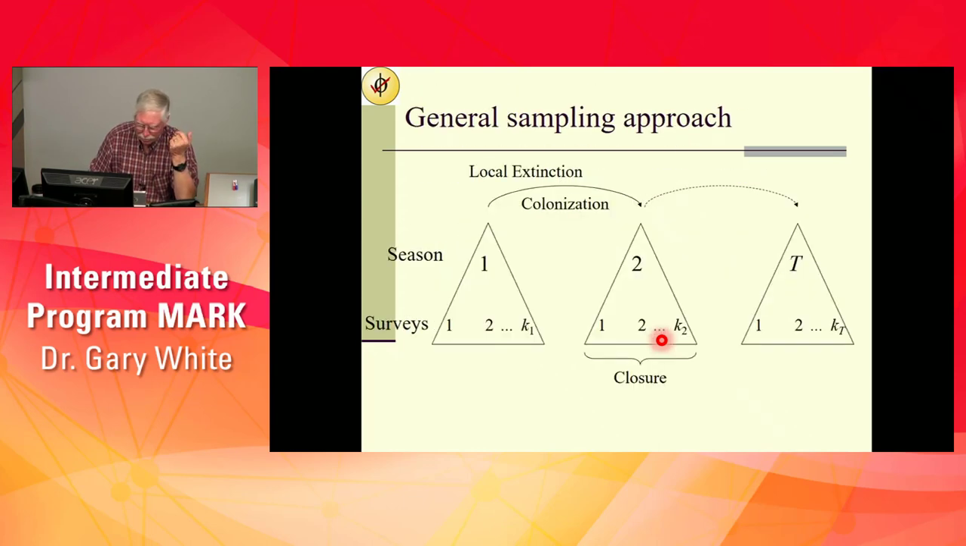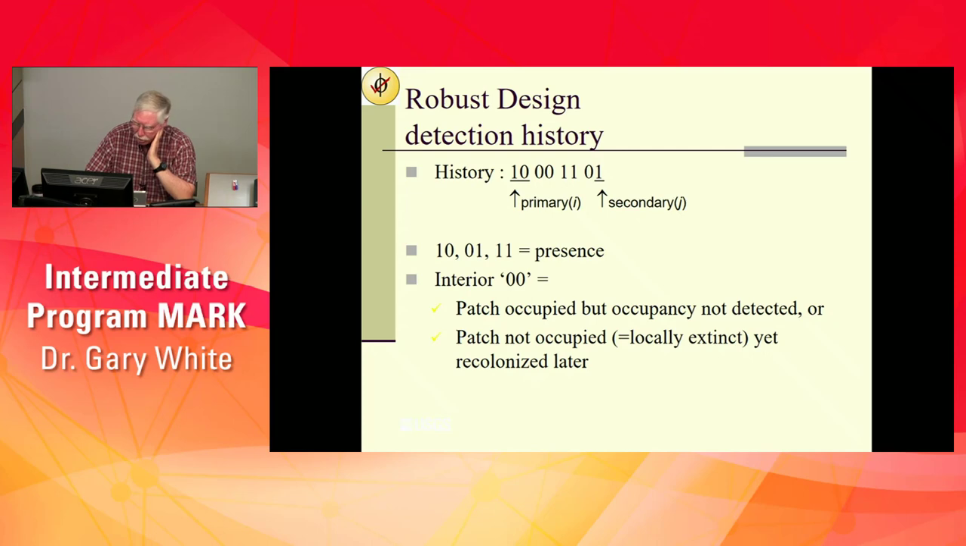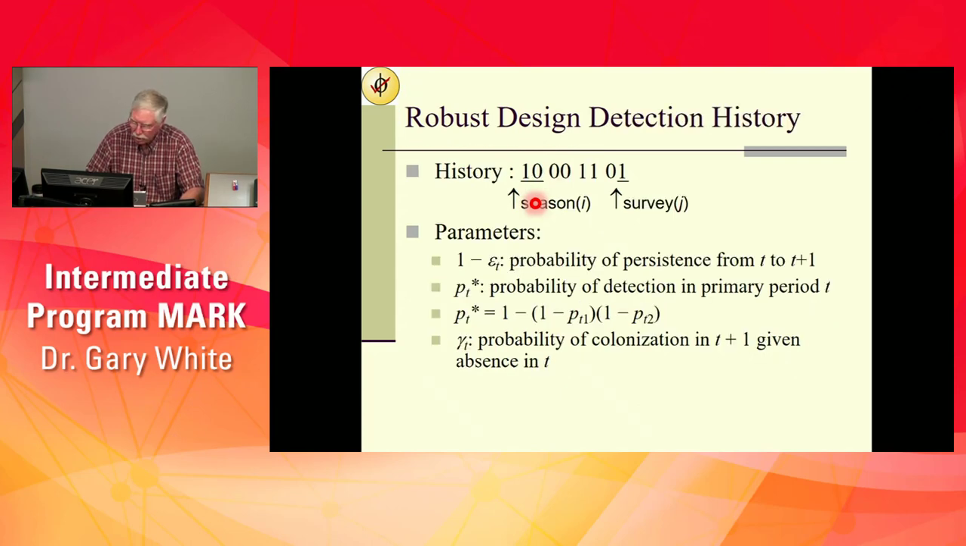So local extinction and colonization take place between these primary periods. We're closed within a primary period, that kind of assumption. So here's a history. And in this case, we've got two secondaries per primary. They put little spaces in here, but the history in Mark would be all squished together. And so you've got these combinations, 1001 1, presence. The interior 00 means it could have been occupied but not detected, or it could have been not occupied, locally extinct or colonized later. That's what that 00 is all about. There's the same history, and the probability of persistence is 1 minus epsilon, gamma is the probability of colonization.